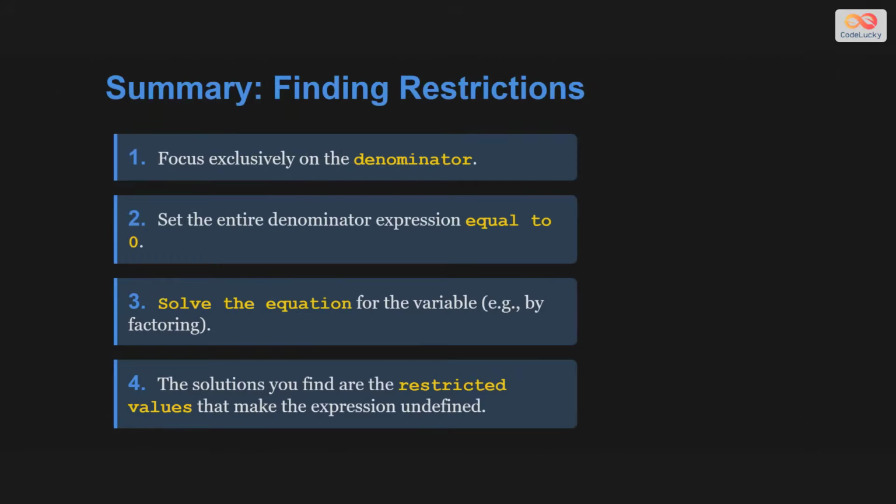Let's quickly recap the process. 1. Look only at the denominator. 2. Set the denominator equal to 0. 3. Solve the resulting equation for the variable. The solutions you find are the restricted values for the rational expression.